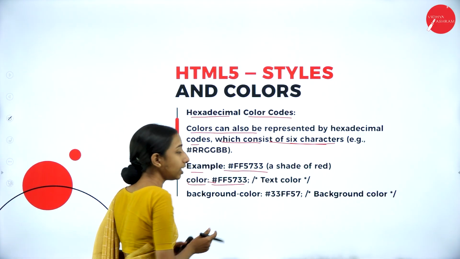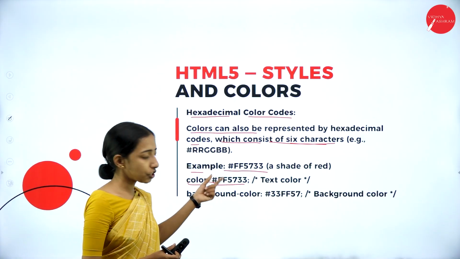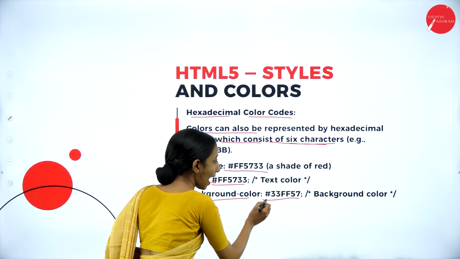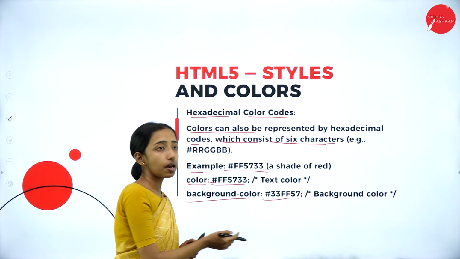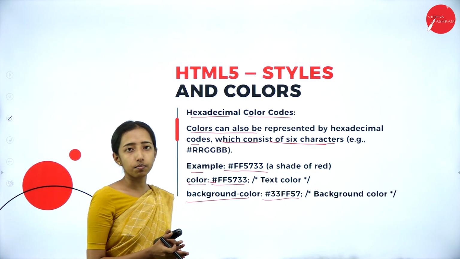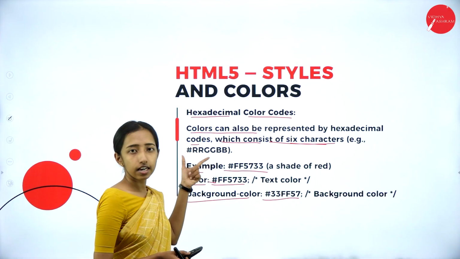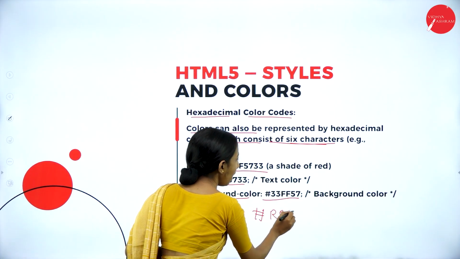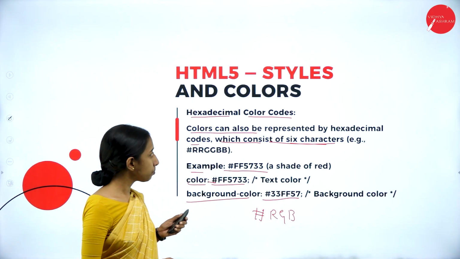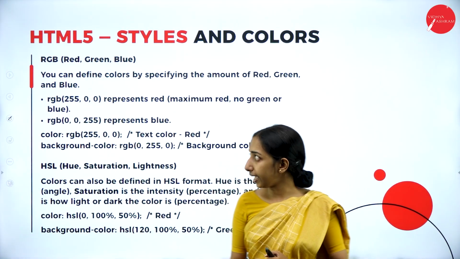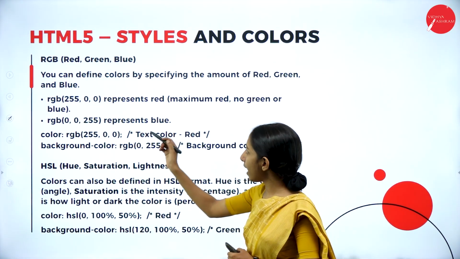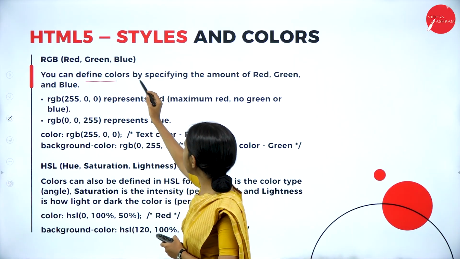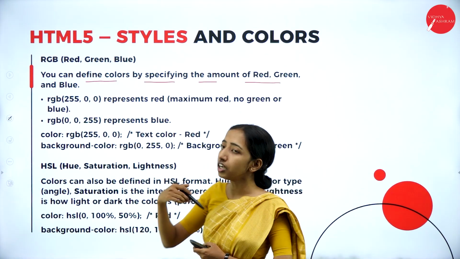How? Because here at the starting, like we are giving hash followed by the hexadecimal code, and here the background color that is also I am giving with the #33FF57. So this is the background color which we are giving in a hexadecimal format. So here that is the 6 characters. We can also give in a 3 character form like #RGB, which is available in the HTML5. So the next one, we have seen the hexadecimal, and the next is the RGB, that is the red, green, blue. So here this is a method what we are using, and here you can see we can define the colors by specifying the amount of the red, green and blue color.